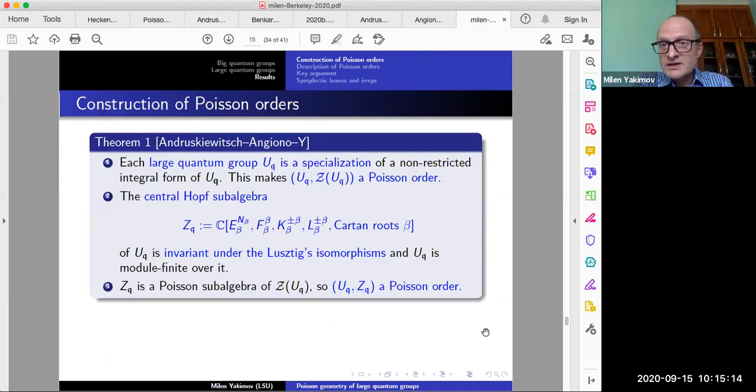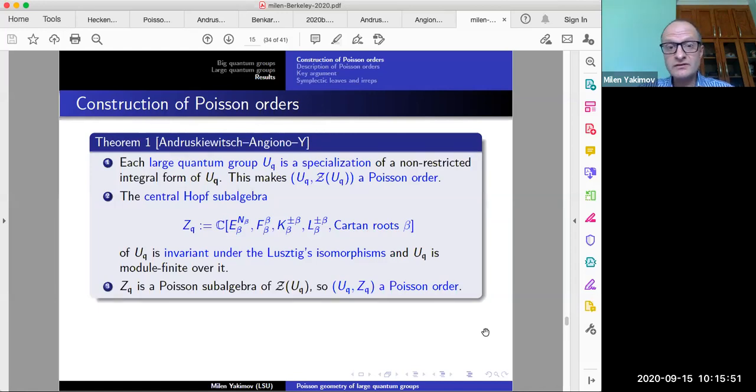So now I want to finish with the results that I want to report on. The first part is that each large quantum group is a specialization of a non-restricted integral form of a certain quantum group U_Q, where Q is this matrix that has the extra parameter mu. So this immediately makes the pair U_Q and the center of U_Q a Poisson order. And again, as a special case, we have a result like this for all quantum supergroups, big quantum supergroups.